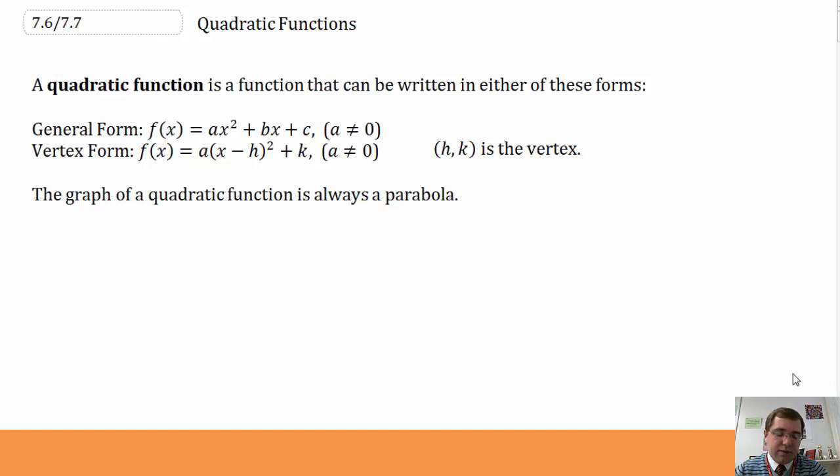Or vertex form, where a times x minus h quantity squared plus k is our function, and again where a is not equal to 0, or all of a sudden it's no longer quadratic. When it's in vertex form, we can easily pick out the vertex. That's the name vertex form, and the vertex is h comma k. The graph of a quadratic function is always a parabola, and we saw that with quadratic equations. So quadratic functions are just functions formed from quadratic equations, and to graph them, all we really have to do is replace f of x with y, and we can graph it just like we graphed quadratic equations.